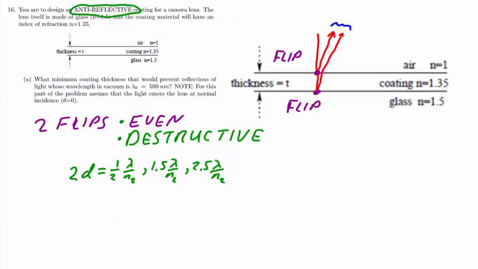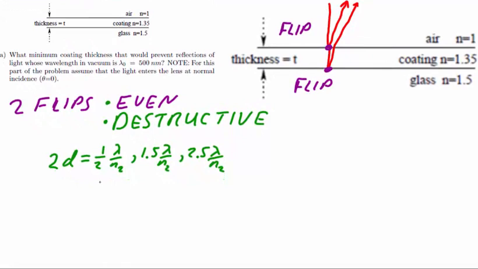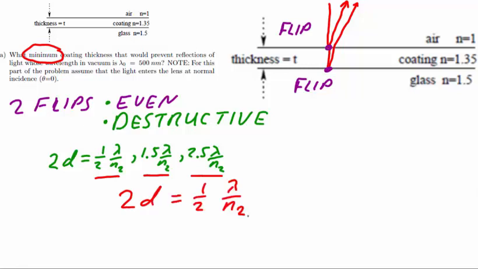This selection yields multiple possibilities for the equation that we need: the half lambda over n2 possibility, the 1.5 lambda over n2 possibility, 2.5, and so on. We need to once again consult the problem in order to decide which of these is appropriate. What we notice is that we have been asked to find the minimum coating thickness. The minimum coating thickness means the smallest value of d, and therefore the formula that we need is that twice the thickness of the film should be equal to half the wavelength over n2.